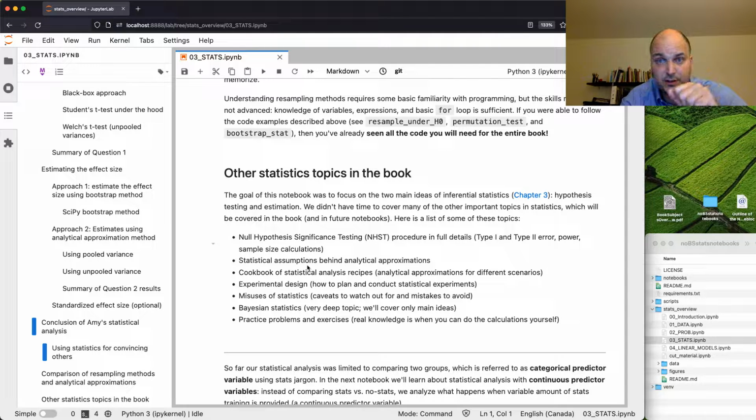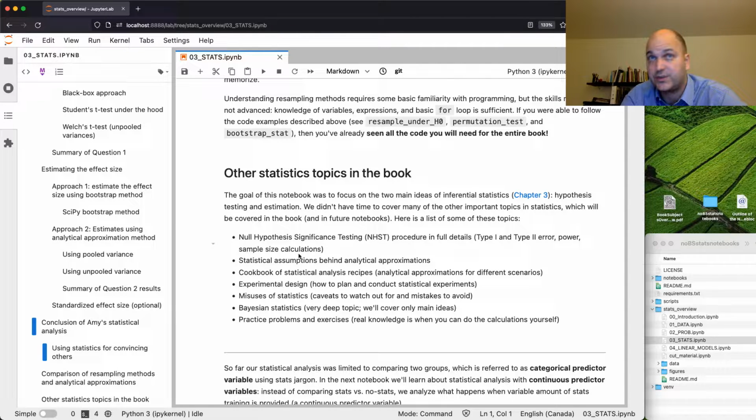What are the statistical assumptions? When you use analytical approximations, you're building models where you're saying, oh, let's assume this is normal. There are a lot of approximations and a lot of assumptions, so the book will make those clear, so you're not just plugging numbers into a formula.